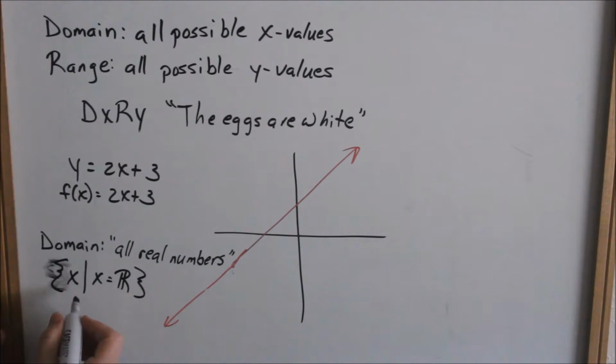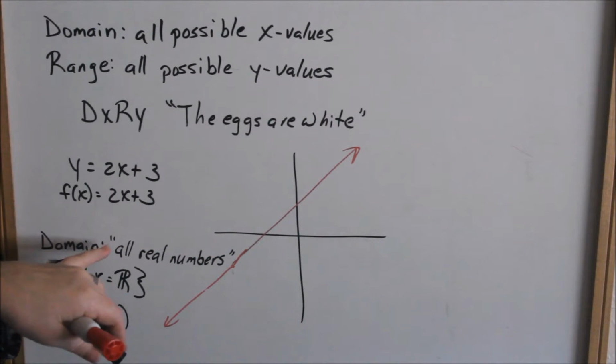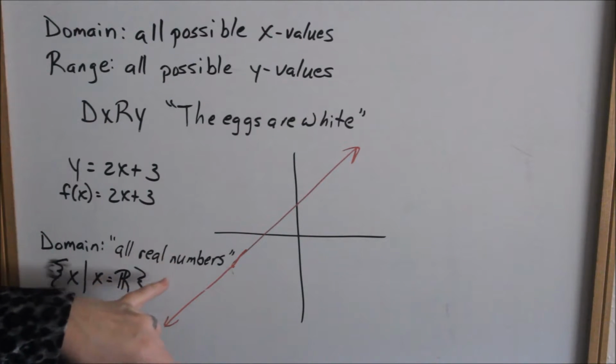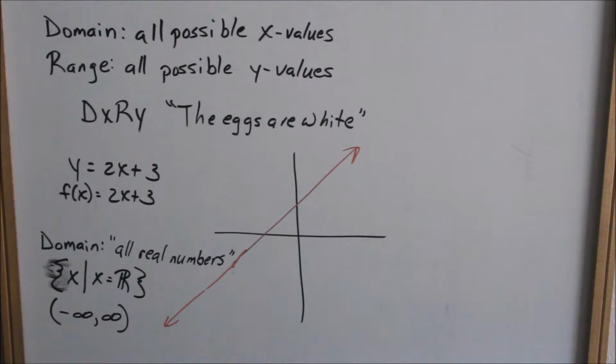You can also see it written like this, with a parentheses from negative infinity to positive infinity, meaning x can be any number infinitely in the negative direction and any number infinitely in the positive direction. So these are three different ways you could see the domain listed. Okay, now let's look at range.